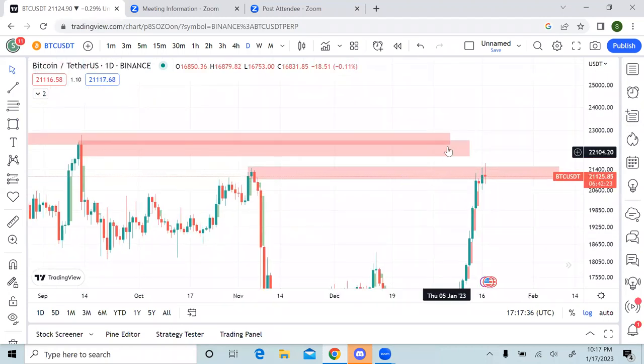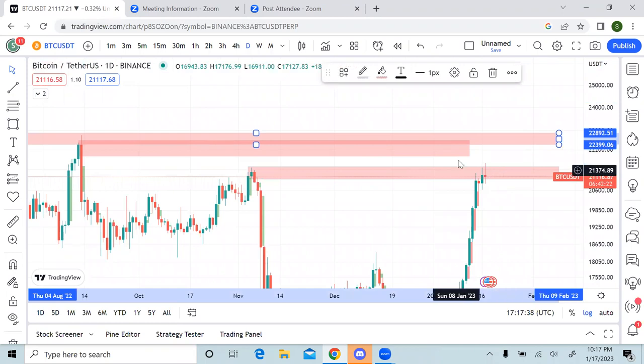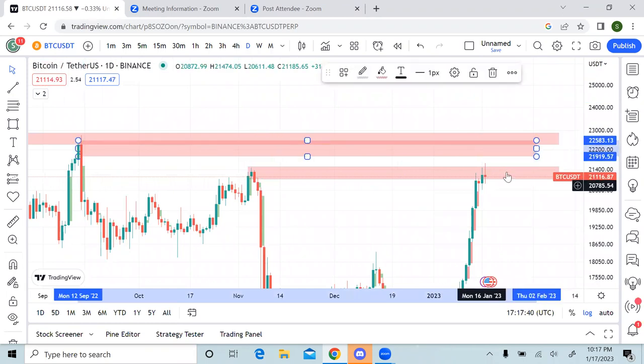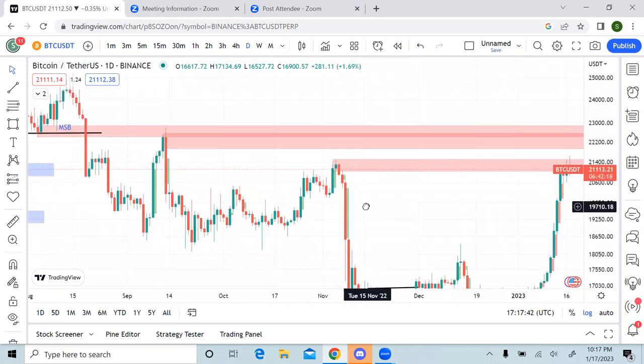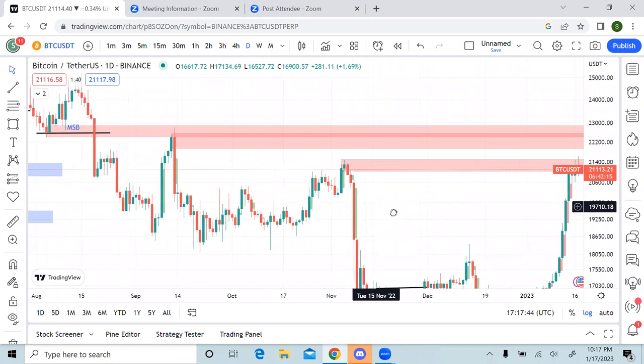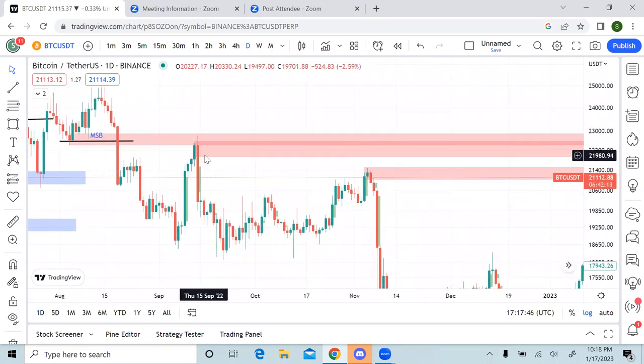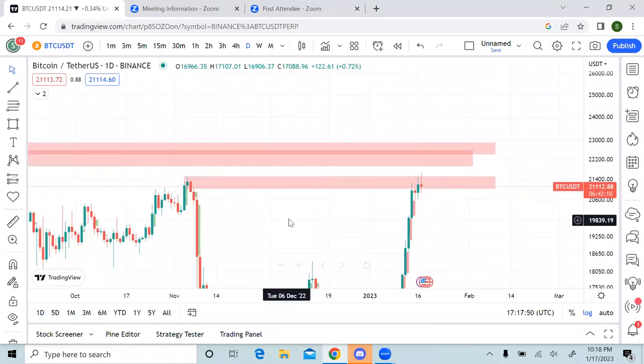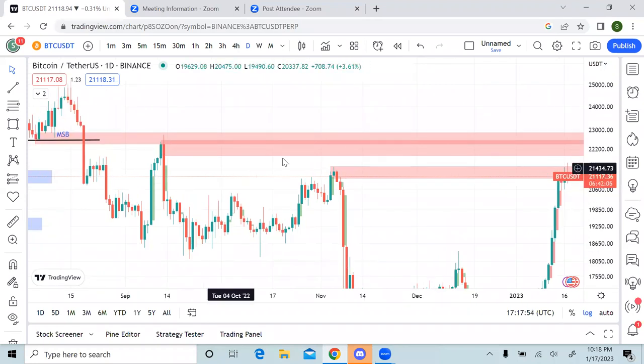You will see that it is important, if this is a lower high, you will notice one, two, three things: whether the lower high above is tapped or not tapped. If it is not tapped, there are more possibilities that it will also fill, because orders are placed here as well. So these orders will be filled.